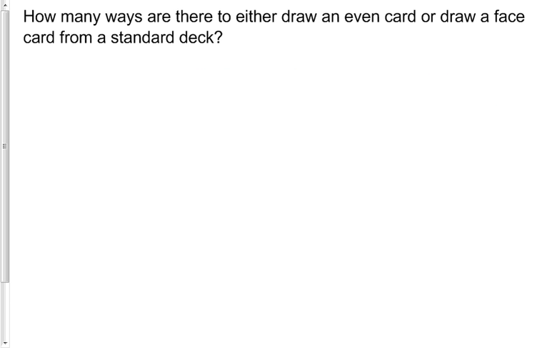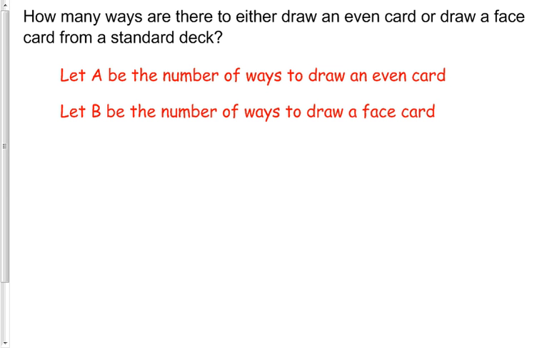Now I'm going to look at the ways that I can draw either an even card or a face card. The difference here is that I'm looking for one or the other to happen, not necessarily to do both at the same time. So I'm going to let A be the number of ways to draw an even card, and B be the number of ways to draw a face card. What I want to point out is that these 2 events are mutually exclusive. There are no cards in a deck that are considered to be both an even card and a face card. So it's either one or the other, and I don't have to worry about there being any overlap. We'll talk about that in just a second.